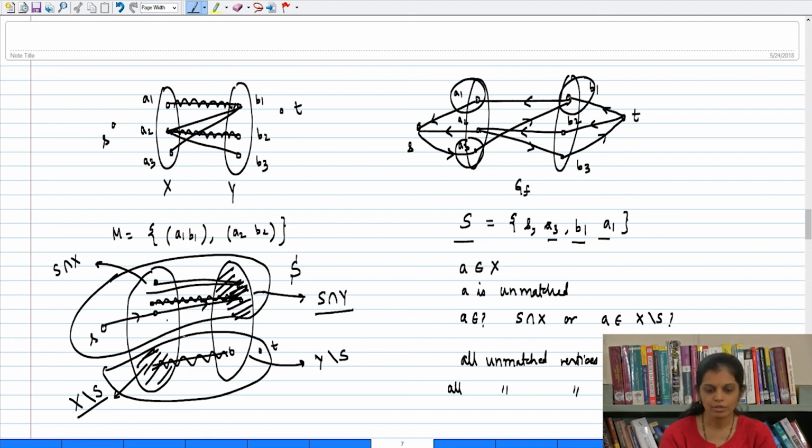So now I would like to argue that this set of vertices in fact forms a vertex cover for this graph. If I prove this, then I will be done with the proof that in fact maximum matching is equal to minimum vertex cover, right.